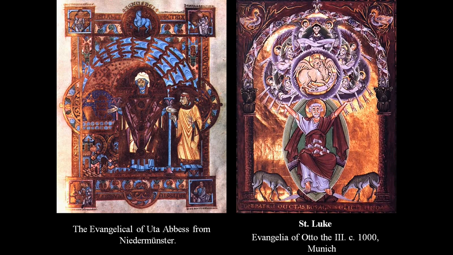Another example of illuminated manuscripts is the Evangelia of Uta, Abbess of Niedermünster, and the depiction from the Evangelia of Otto III that we have already considered, the depiction of Saint Luke, for example. We can see that all these pages were created in a highly professional way, and there is the usage not only of paints of different bright colors, but also of gold leaf.